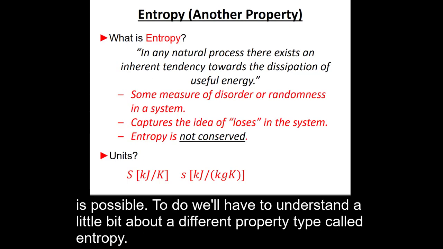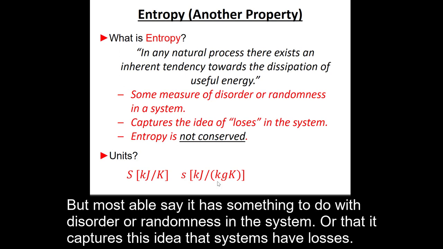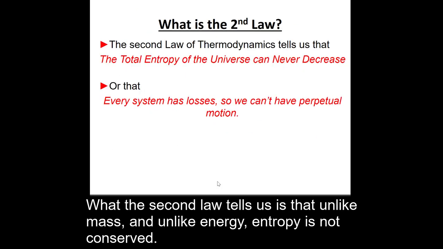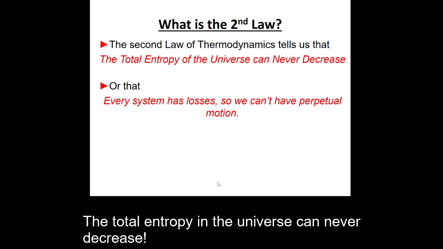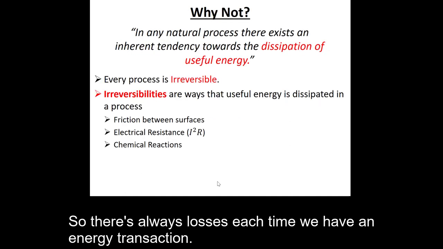To do this, we'll have to understand a little bit about a different property type called entropy. Now, what is entropy? It's always a little bit difficult to get a proper definition, but most people say it has something to do with disorder or randomness in a system, or that it captures this idea that systems have losses. What the second law tells us is that unlike mass and unlike energy, entropy is not conserved. The total entropy in the universe can never decrease. So there's always losses each time we have an energy transaction.